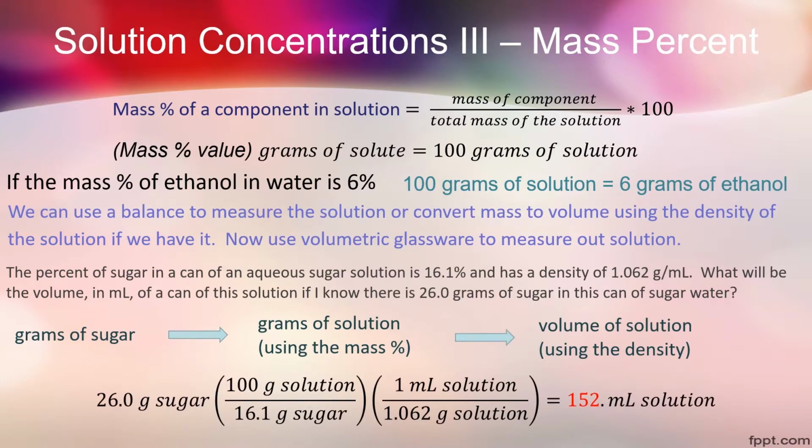Now we use the mass percent to convert the grams of sugar to grams of solution, knowing that for every 100 grams of the solution, there are 16.1 grams of sugar. We then know from the density that for every milliliter of the solution, it weighs 1.062 grams. So in the end, we obtain a final volume of 152 milliliters of solution.